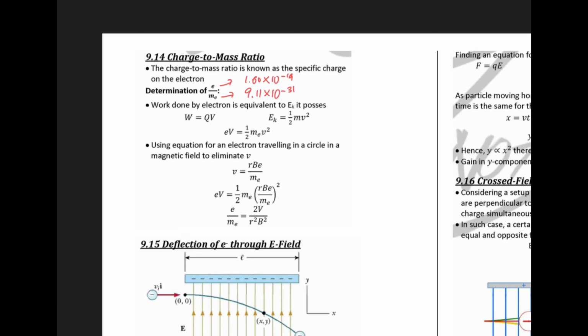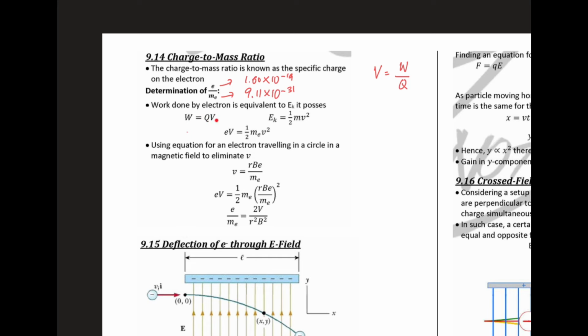That means the work done by the electron, W equals QV. W equals QV. Where is this formula coming from? Of course, we discussed this before. The definition of potential difference is the work done per unit charge. Then you rearrange the formula and you will get this equation.